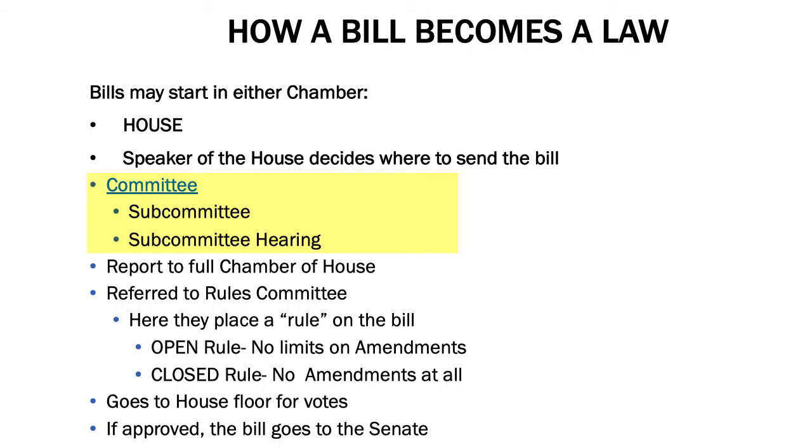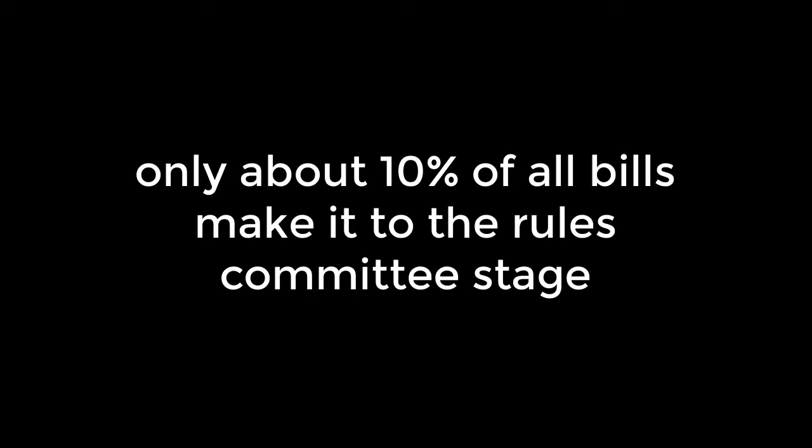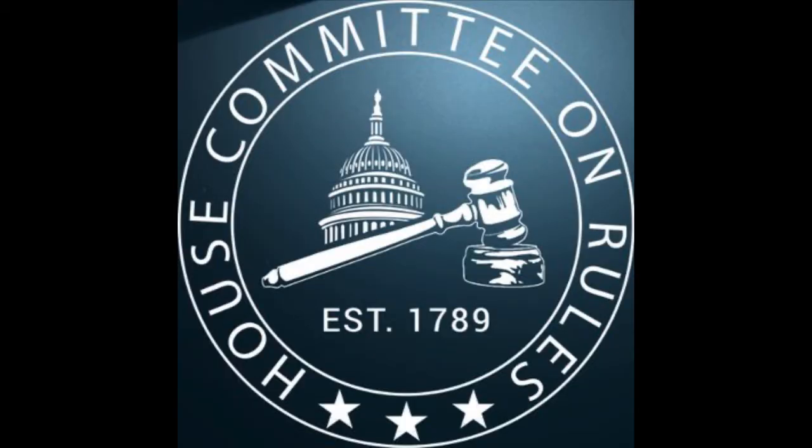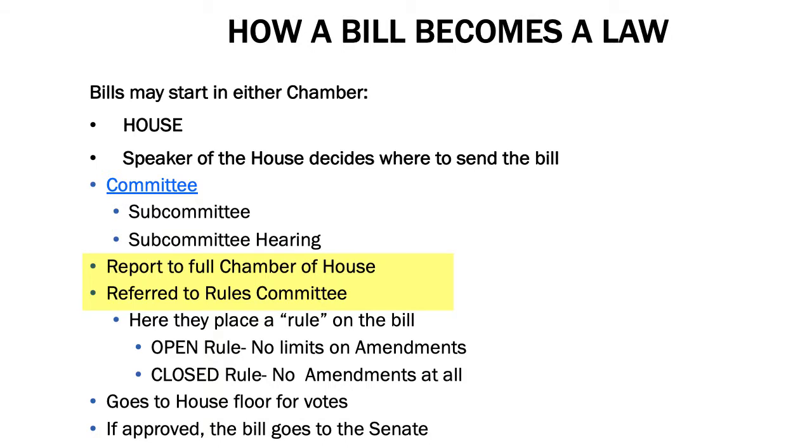If the bill manages to make it out of committee alive, it then goes to a very special place called the Rules Committee. And by this point, only 10% of bills that are introduced in the House actually make it this far. The Rules Committee is unique to the House of Representatives. It determines how the bill will be debated on the open floor to all 435 members of the House. Here, committee members will put time limits on how long the bill shall be debated, and they also place a rule on the bill.